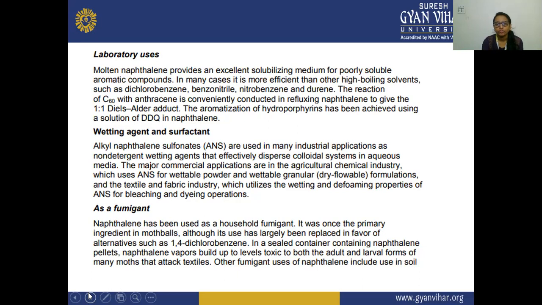And the reaction of C60 with anthracene is conveniently conducted in refluxing naphthalene to give the 1:1 Diels-Alder adduct. So this Diels-Alder adduct is formed by the reaction of C60 with anthracene, conducted by refluxing naphthalene.